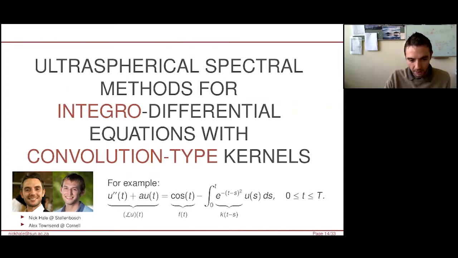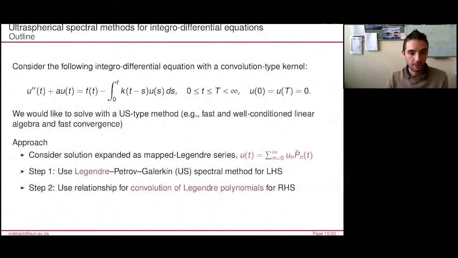In particular, we're interested in convolution type kernels, so that means that this function sitting inside the integral operator is of this form. There's some function here, which I'm going to assume is reasonably smooth, and it takes the form of t minus s. So t is my independent variable, and s is the integration variable in the operator. So this is what we call a convolution type kernel.